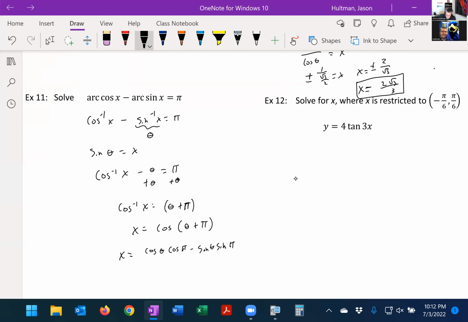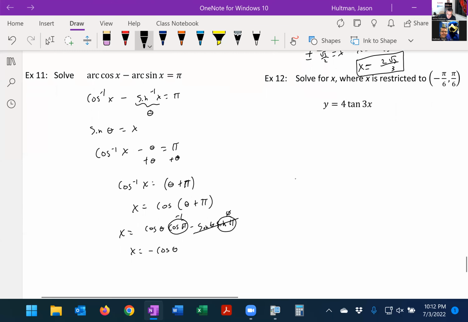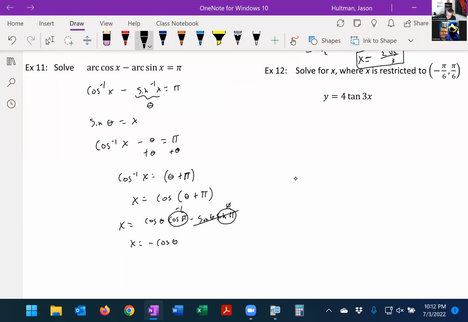But what is the cosine of pi? Cosine of pi is -1. What's the sine of pi? It's 0. So this whole thing goes away, and this becomes negative cosine. So x is equal to negative cosine of theta. But what was theta? Theta was the inverse sine of x. So x is equal to the negative cosine of the inverse sine of x.